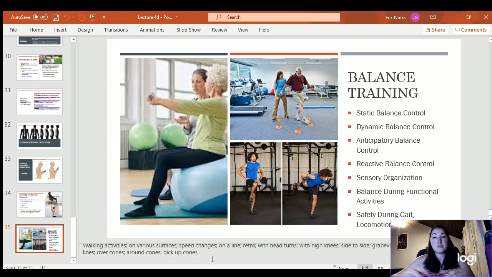So these are just a few of the examples of ways that we can help train people with postural deficits or with balance issues, difficulty with their equilibrium. And we will practice these in class. We'll also learn a lot more about the balance training and some of the vestibular stuff in rehab too.